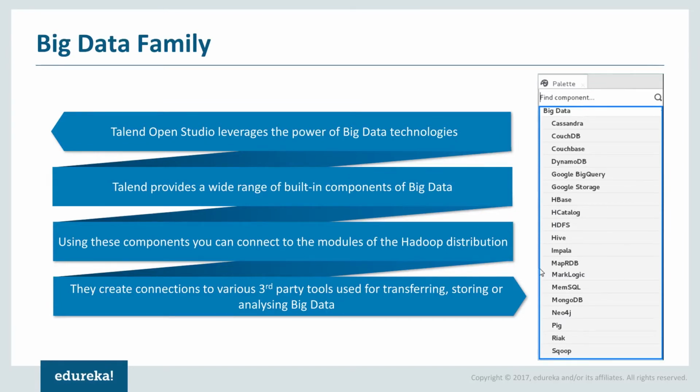Talend provides a wide range of built-in components for big data. They're all already available. You just have to drag and drop and use them. Using these components, you can connect to the modules of the Hadoop system, like HDFS. They create connections to various third-party tools used for transferring, storing, or analyzing big data. It's just like how you use Talend data integration: take the components to read, write, filter out, do aggregations, whatever you want. For all of them, big data components are already available.